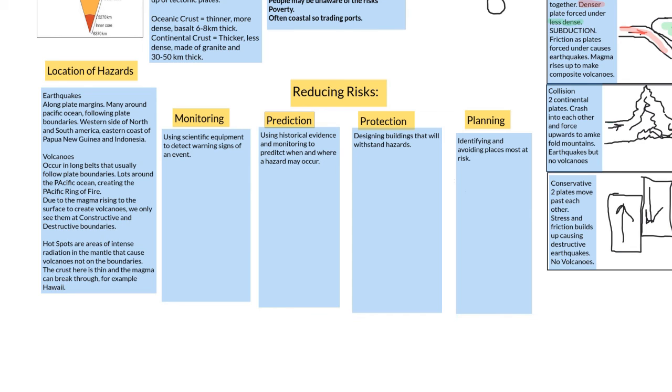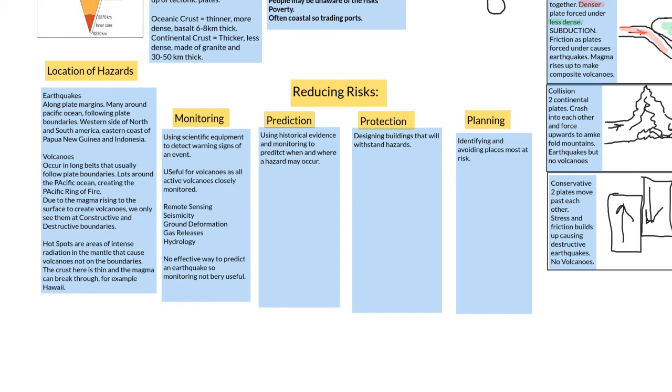Now, we can unfortunately not really monitor earthquakes that much. It doesn't really work due to the fact that earthquakes don't have that many warning signs. There's a little bit of evidence that we could look at the water pressure to give us a small amount to look at, but it's not really a reliable way to predict an earthquake. So unfortunately, monitoring doesn't really work for earthquakes.